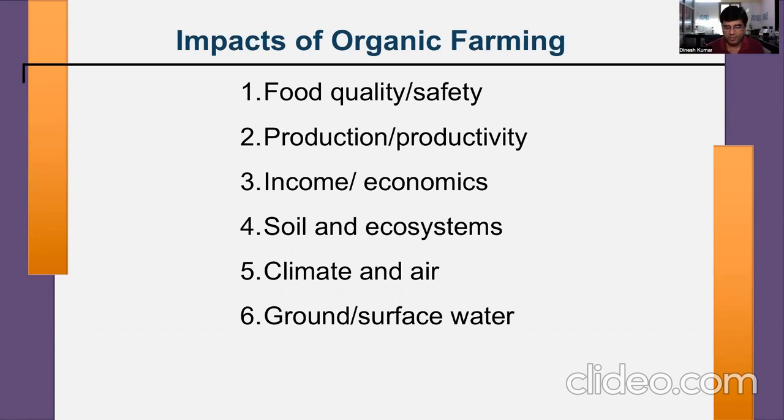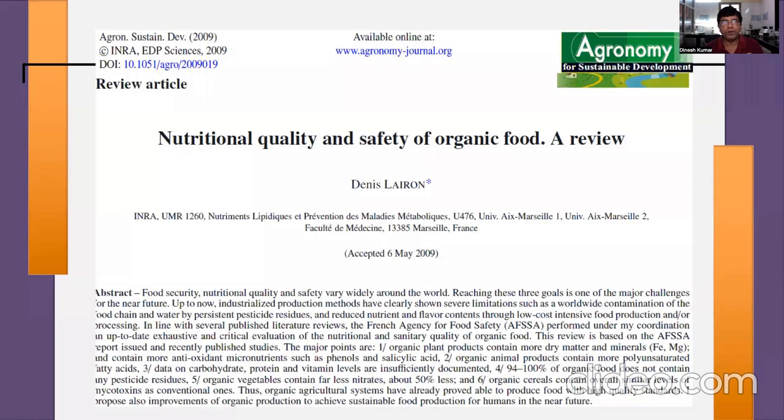So from this discussion, you can also extract the advantages of organic farming. And also from this discussion, you can extract certain demerits or limitations of organic farming. So first of all, we start with the nutritional quality and safety of organic product. In the beginning, we should know what is quality of the product.